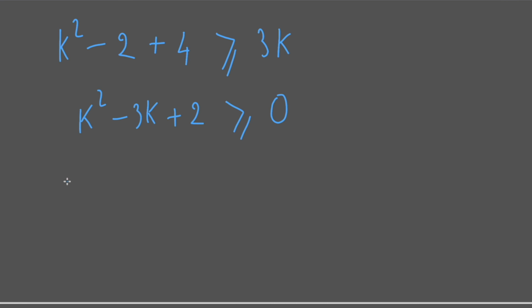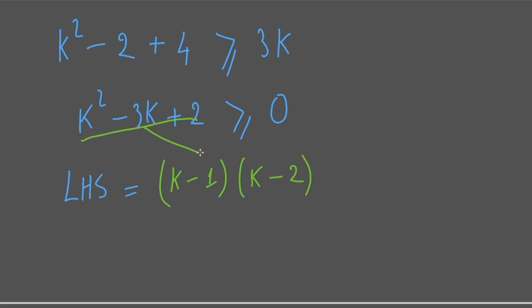For the left hand side, this will be equal to k minus 1, a factor, multiplied by another factor, k minus 2. Then this is factorized into k minus 1 multiplied by k minus 2.